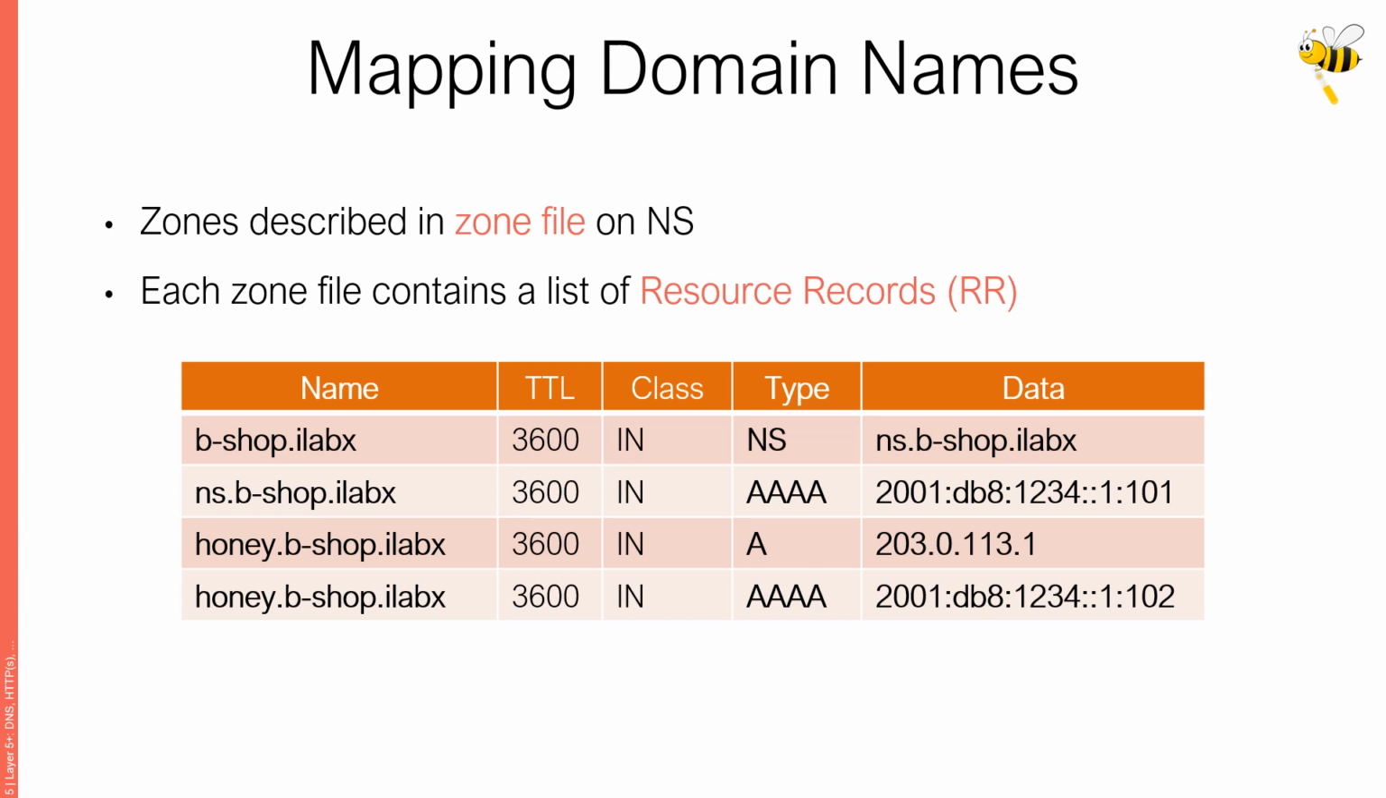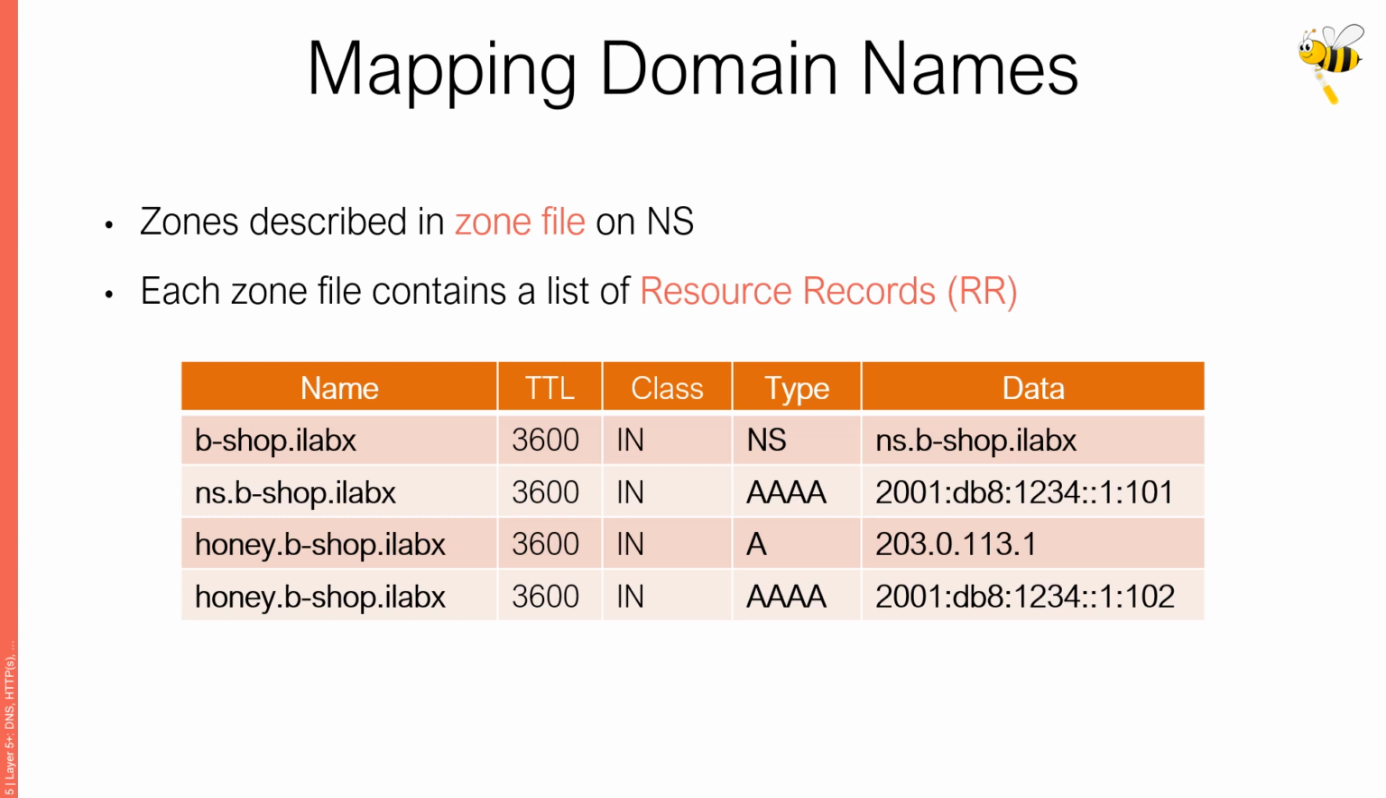The first resource record is of type NS, short for name server, and tells us that the name server ns.b-shop.ilabx, see the data field, is responsible for the domain b-shop.ilabx, see the name field.